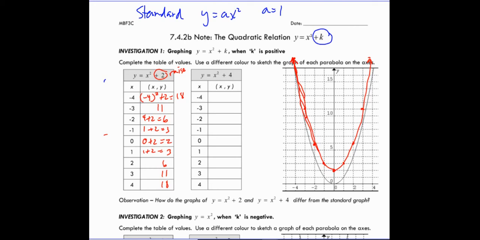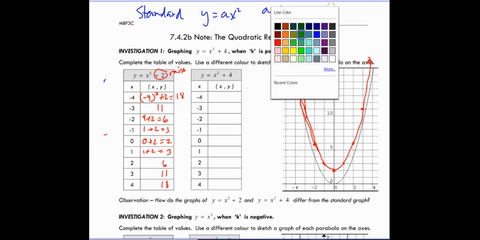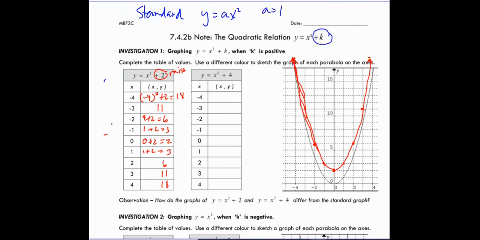Okay, so let's see what this is going to look like. And a green one, let's say. All right, so we're going to get negative 4 squared is 16, plus 4 is 20. Negative 3 squared is 9, plus 4 is 13. Negative 2 squared is 4, plus 4 is 8. 1 plus 4 is 5. 0 plus 4 is 4.